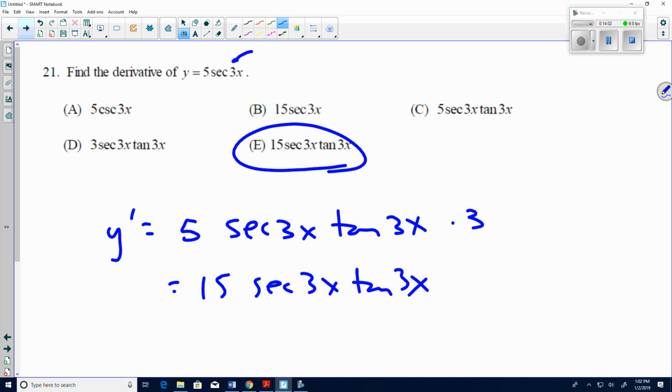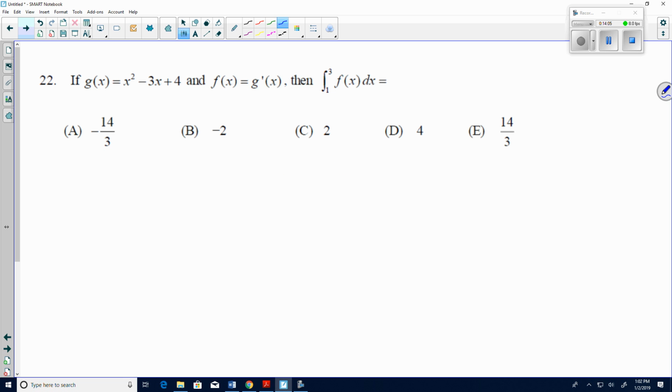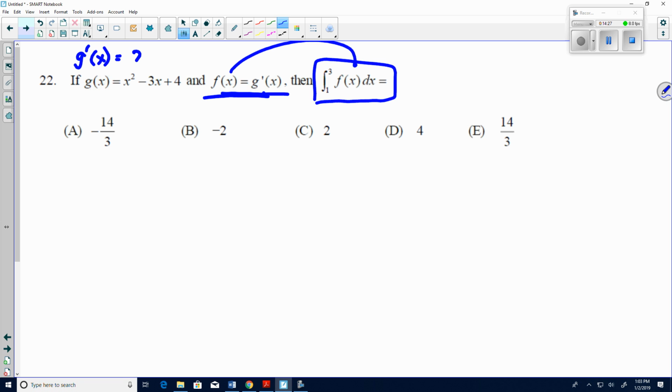Quick problem. 22. We're trying to evaluate this definite integral, right? And we know that this f right here is the derivative of g, and we know what g is. So let me just write down the derivative of g. The derivative of g is 2x minus 3, right? So we just have to play with this a little bit. We have the integral from 1 to 3 of f, but f is the derivative of g, and we know what g is, so here's f. It's 2x minus 3. So that's all we have to do.